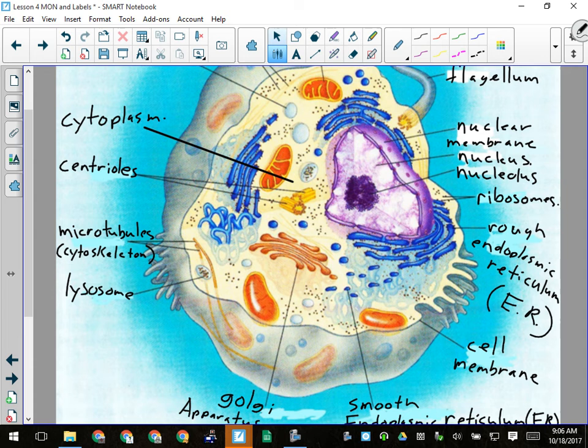Okay, questions on the animal cell? Now, the plant cell will go a lot faster because how much of this stuff are we going to double up on? A lot of it. Jackson.